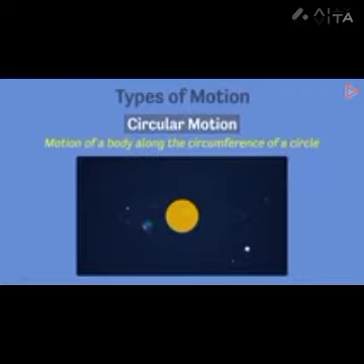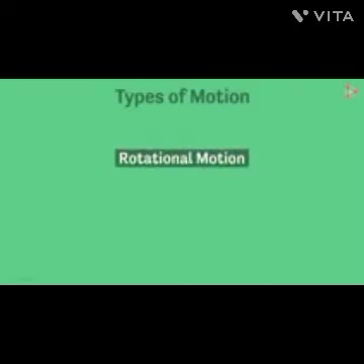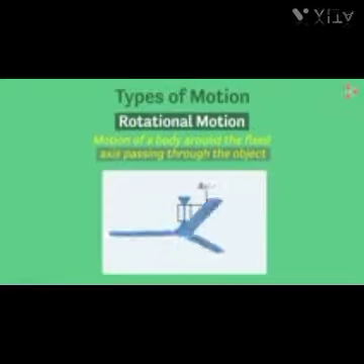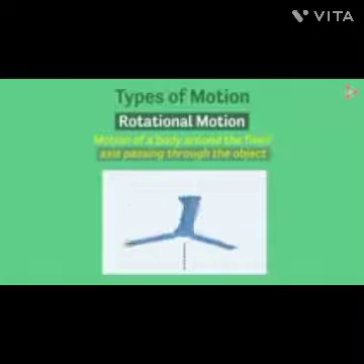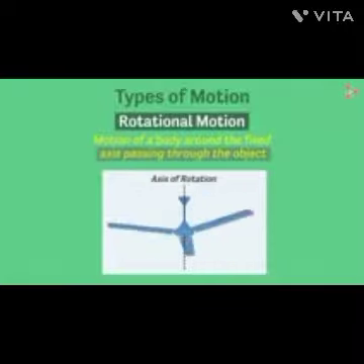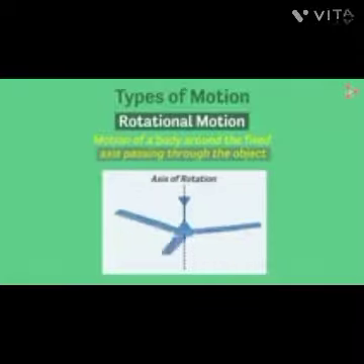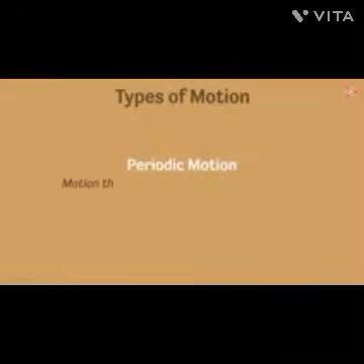The third type of motion that we saw is a rotational motion. It is the motion of a body around a fixed axis which is passing through the object. This is important. The axis has to pass through the object. Example of rotational motion is a ceiling fan rotating along its axle. So you see that if I draw a hypothetical line called the axis of rotation, then it's passing through the fan. And the final type of motion is a periodic motion, which is the motion that repeats itself in equal intervals of time.